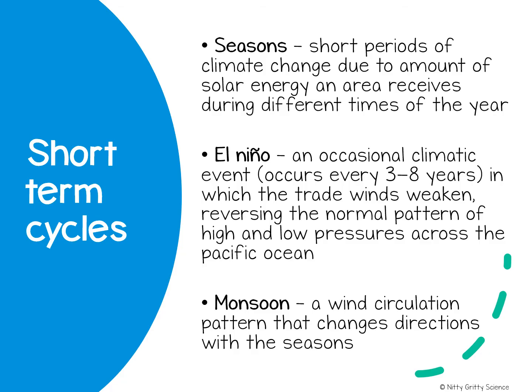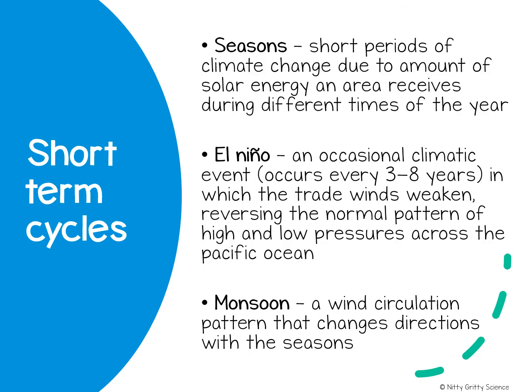Another example of a short-term cycle is El Niño, or Southern Oscillation. This is the combined ocean-atmospheric cycle that results in weak trade winds across the Pacific Ocean and occurs every 3 to 8 years. Cycles like these can change the climate for decades at a time by affecting the strength of storms and changing positions in the jet stream.